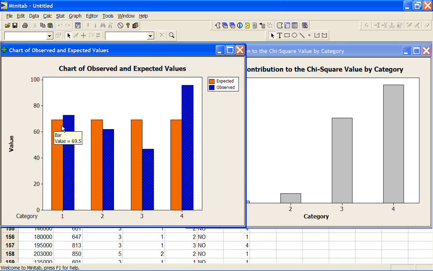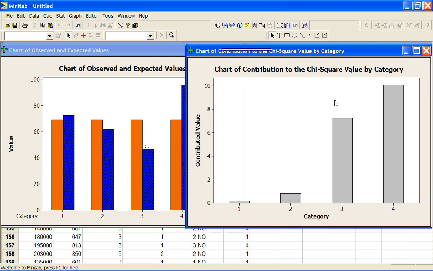So regions 1 and 2 are fairly close. Region 3 was a lot less than expected, and region 4 was a lot more than expected. So we might expect that these two will contribute the most to the chi-square test statistic. Here we've got the contribution by the category, regions 1, 2, 3 and 4, and 4 is definitely having the biggest impact.